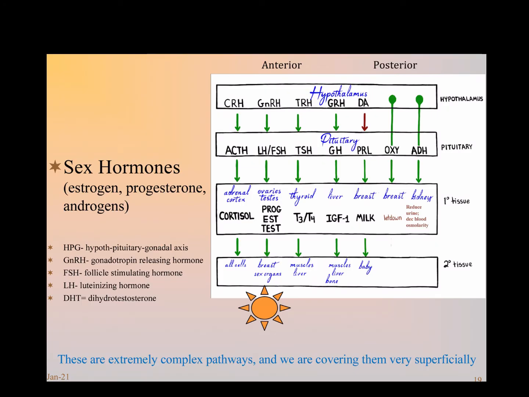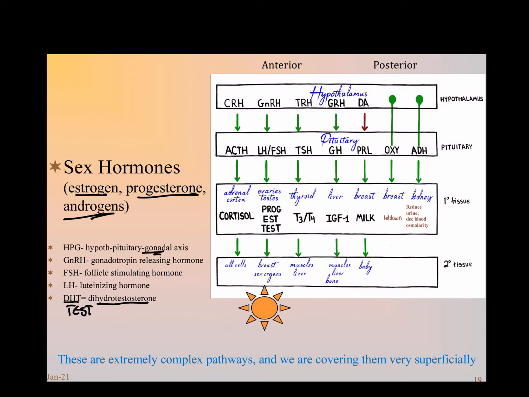So the next set of hormones we're going to talk about are the sex hormones. Then we have estrogen, progesterone, and the androgens. Androgens include testosterone and dihydrotestosterone, or DHT. And when we talk about male sex hormones in another lecture, we'll go into the difference between those. So we call this the hypothalamic pituitary gonadal axis, or HPG.